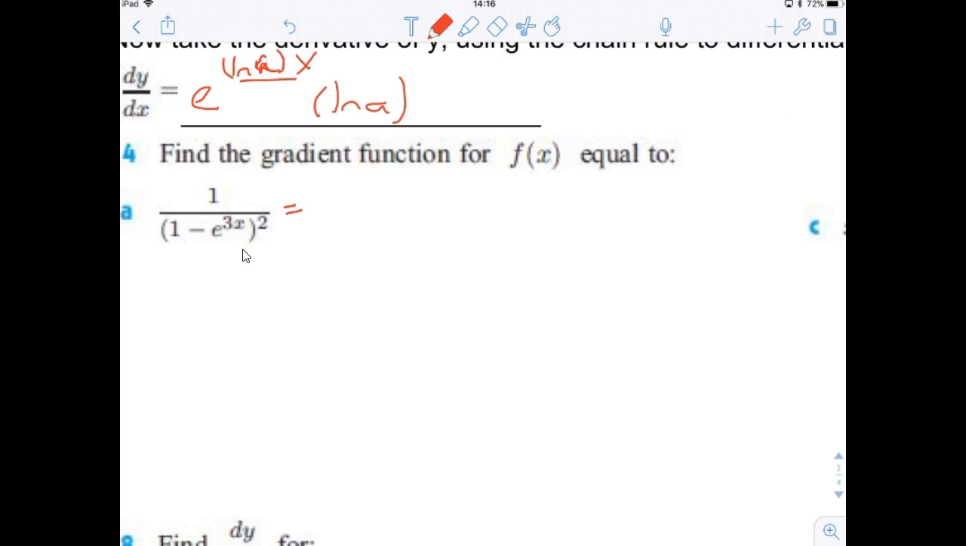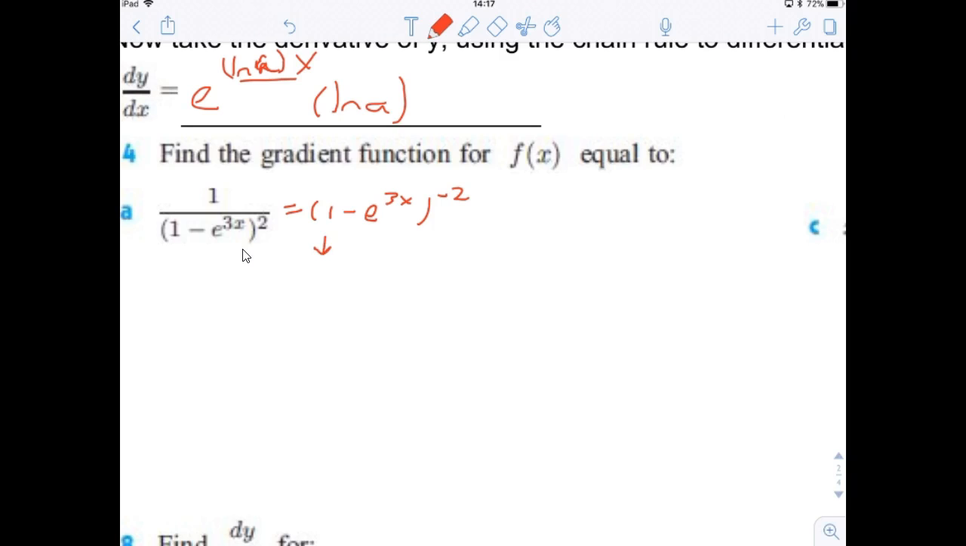For example, this one I would rewrite as 1 minus e to the 3x, to the negative 2. You see why, right? Because it's 1 minus e to the 3x squared, inverted. Once you have it rewritten like this, then you have to take the derivative. We haven't taken the derivative yet. All we did was rewrite it. It's just an equivalent expression. Now we're going to take the derivative.